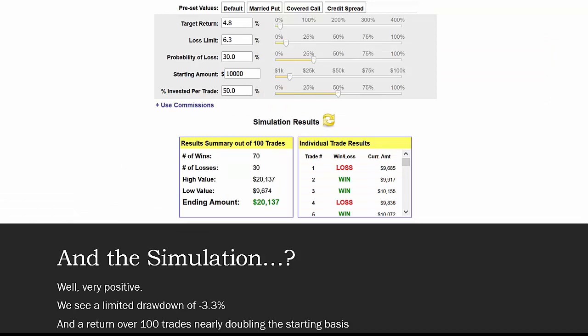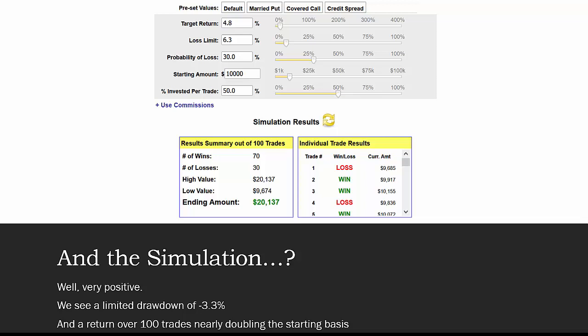If we took our target return of 4.8%, the average return on the winners, a loss limit of 6.3%, the average loss on the losers, remember, no management was done, no stop orders were in place, and we have a probability of loss of 30%. We start with $10,000, we allocate 50% of that to each individual trade. We did not use commissions here, but you can choose to use commissions and enter your values on the Trade Simulator tool at Radioactive Trading.